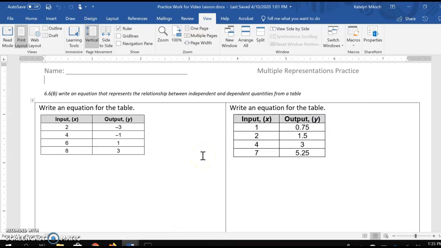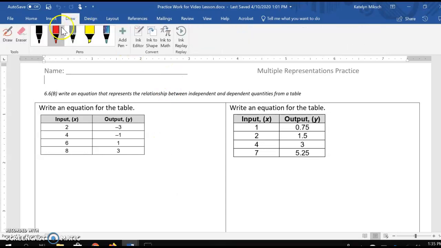Again, you do not have to print this. You can just follow along with what I'm doing on a piece of scratch paper. So our first few problems, we have input-output tables. Input is your X value, output is your Y value. So if we were going to graph this, X would be the horizontal axis, Y would be the vertical axis. But right now we're just going to focus on what is happening.